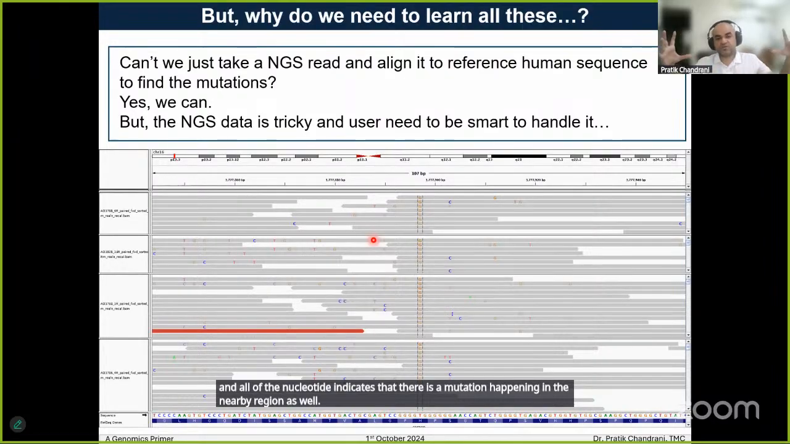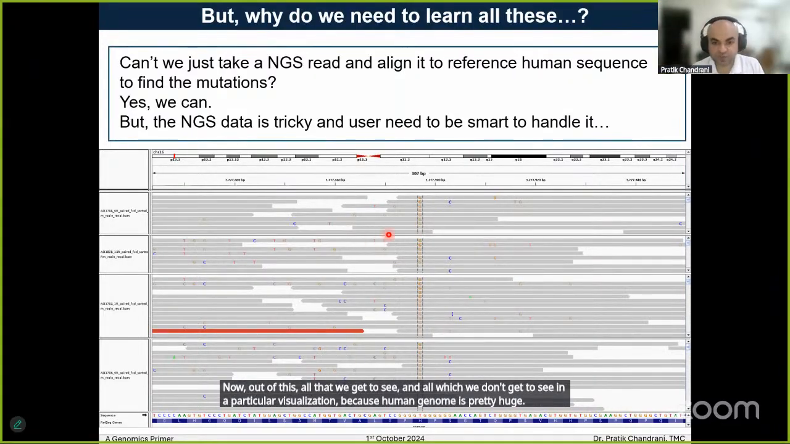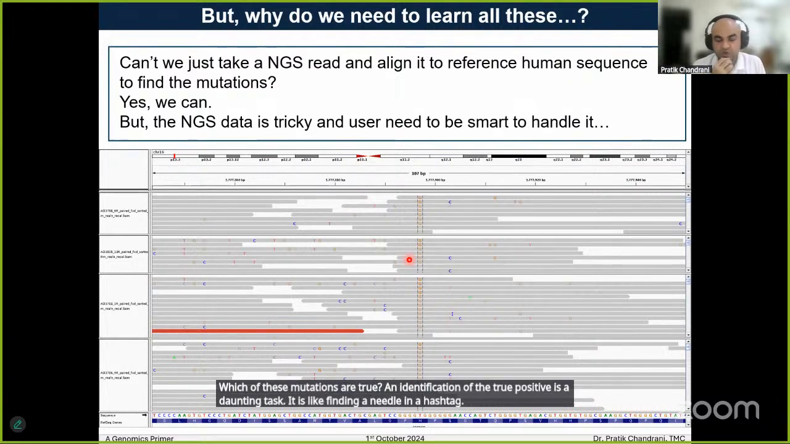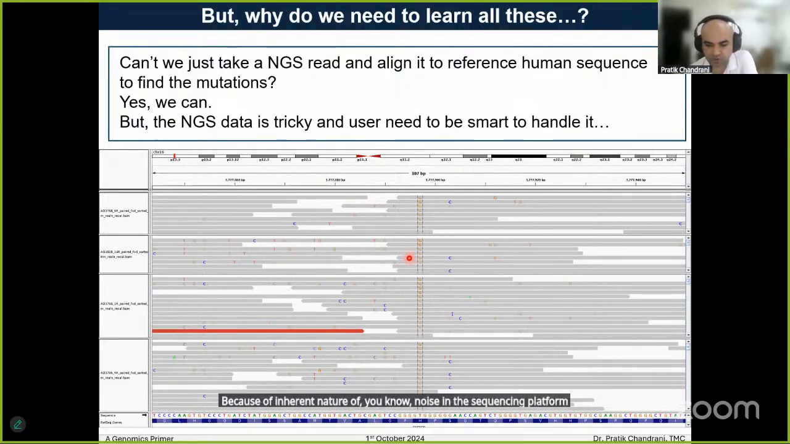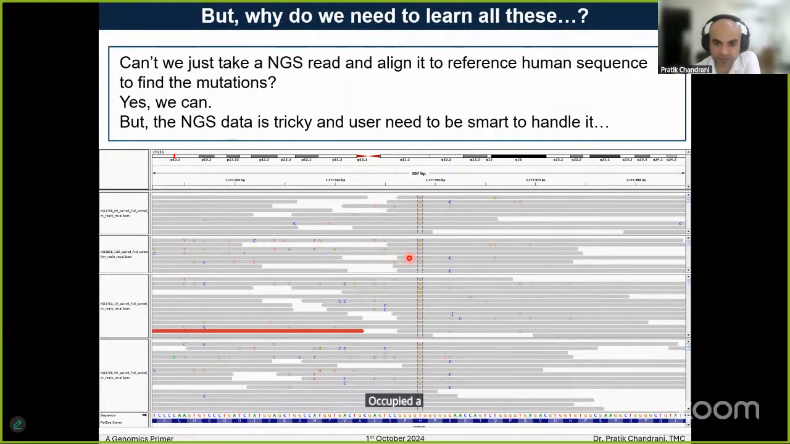So now, out of all that we get to see, and all that we don't get to see in a particular visualization because the human genome is pretty huge, which of these mutations are true? And identification of the true positives is a daunting task. It is like finding a needle in a haystack because of the inherent nature of noise in the sequencing platform. Now, if you recall, the best Phred quality score that we saw a few slides ago is 40. That indicates one wrong base pair out of every 10,000. Now, if you are sequencing 3 billion base pairs in the human genome, you expect several hundreds of false positives.